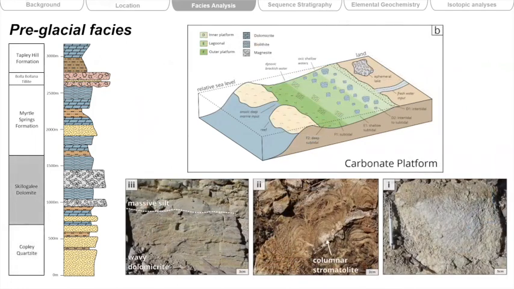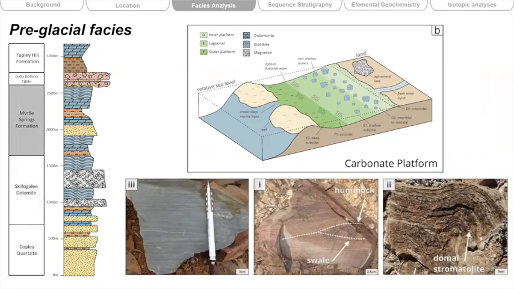Moving up to the Skilligalee Dolomite, we interpreted a carbonate platform setting. Here, we had intraclastic magnesite forming in ephemeral lakes, through into columnar stromatolites, which were deposited in a shallow intertidal to subtidal zone, and then through into massive silts and wavy dolomicrites in a deeper subtidal zone. This same setting was interpreted for the Myrtle Springs Formation, but we see more clastic input, where we see hummocky and swaly cross-stratified silts, more laminated silts, and then still our domal stromatolites.